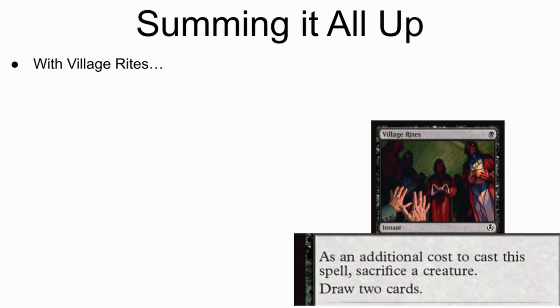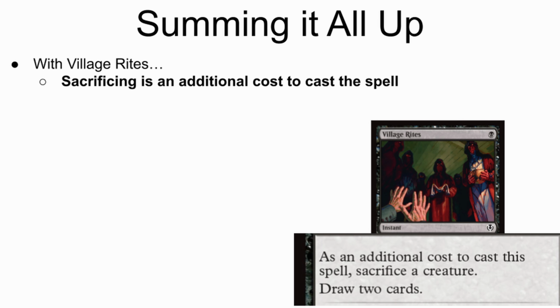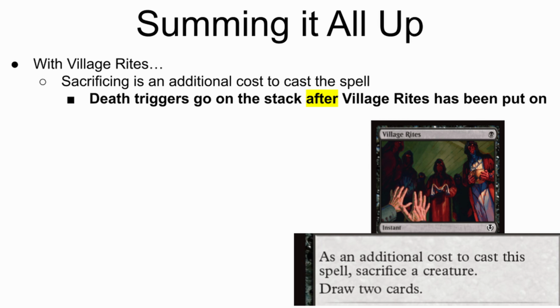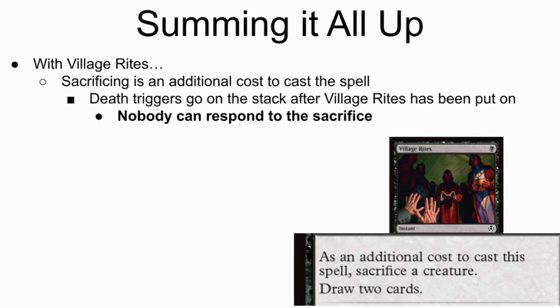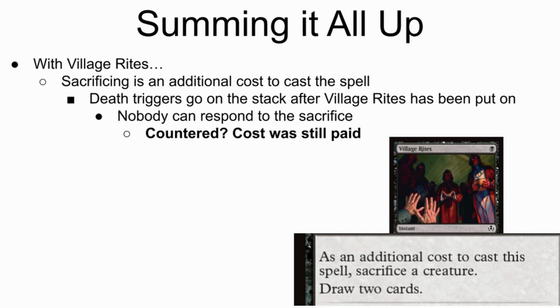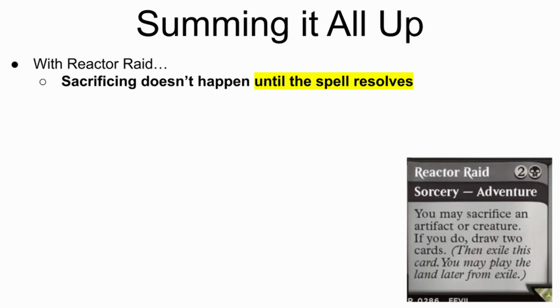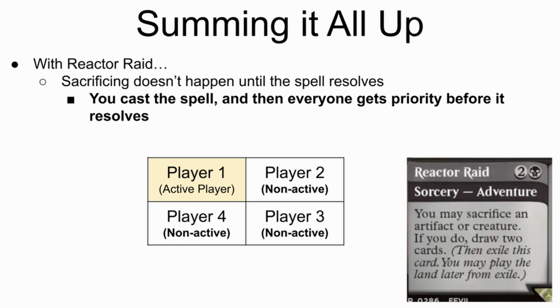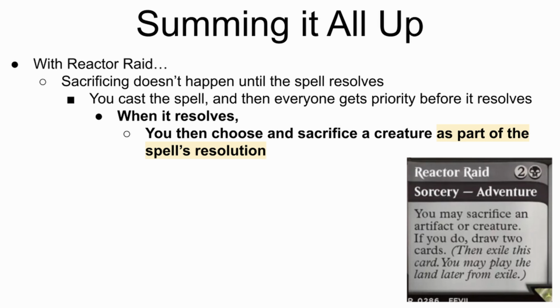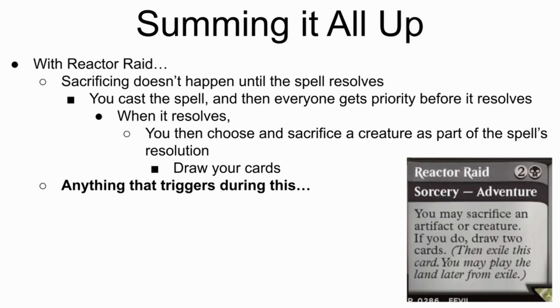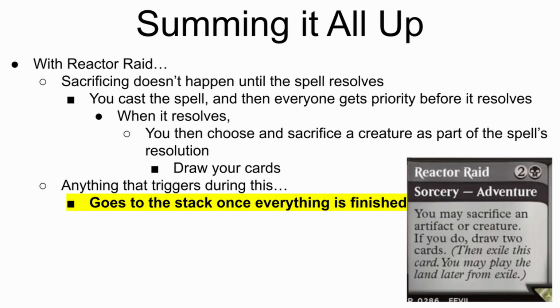Let's sum it all up. With Village Rites, the sacrifice is an additional cost. You sacrifice before the spell is on the stack, so the creature dies immediately. Your Blood Artist style triggers go on top of Rites and resolve first, and no one can respond to the sacrifice. Even if Rites gets countered, the cost is paid and the creature is still gone. With Reactor Raid, the sacrifice happens on resolution. You cast it first, and then players can respond by countering it, killing creatures, etc. Then if it resolves and you choose to sacrifice a creature, the creature dies during resolution. You draw right then, and only after the spell finishes do those death triggers hit the stack.